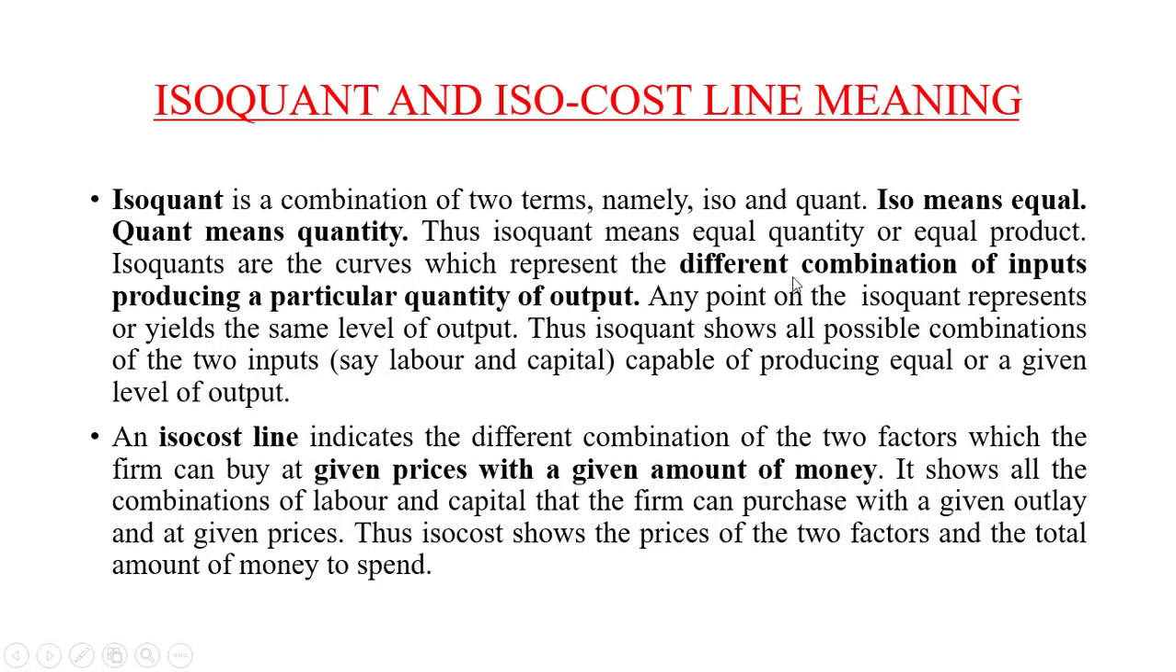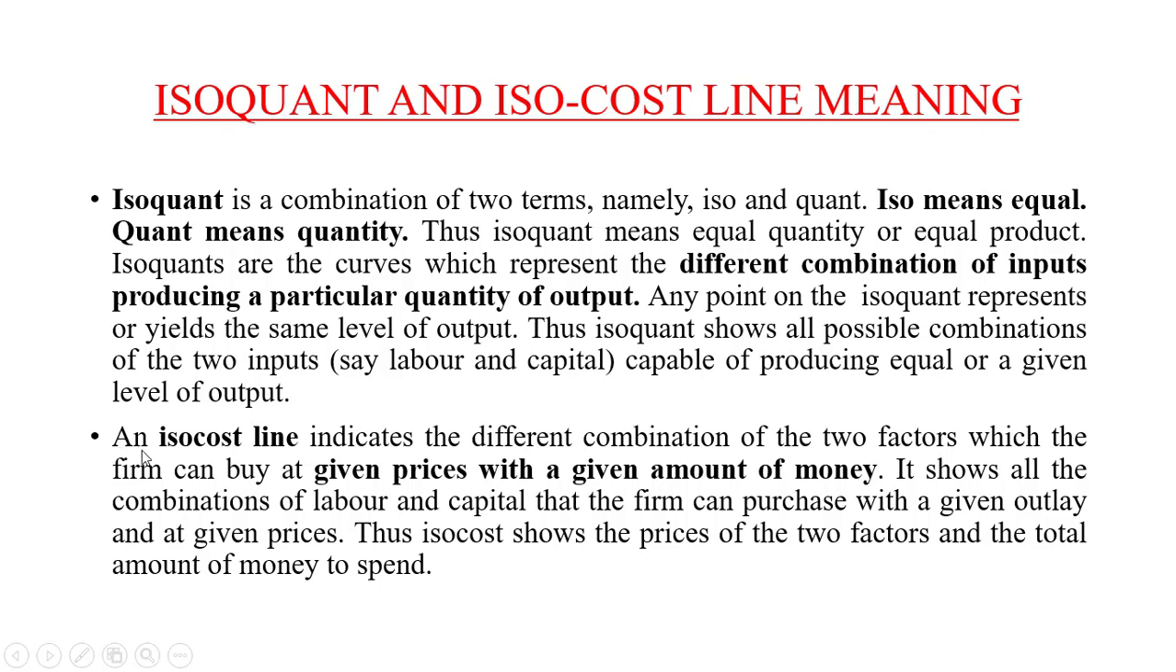Now what is isoquant line? This is the combination of inputs producing a particular quantity of output. Different combinations of inputs, meaning the labor and the capital, for producing a particular output. So it has been explained here also. Isoquant shows all possible combinations of two inputs, that is labor and capital, capable of producing an equal or given level of output where the production is in equilibrium.